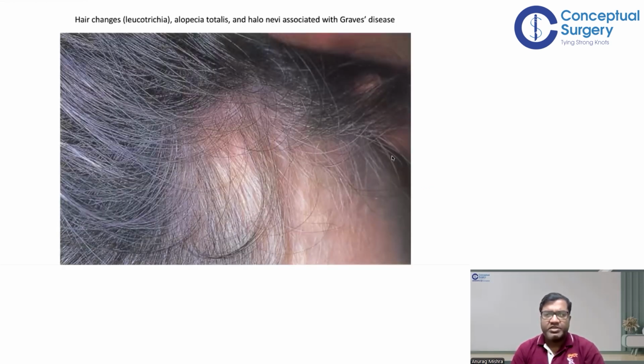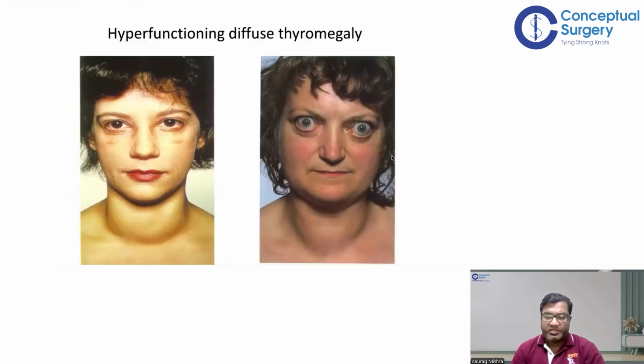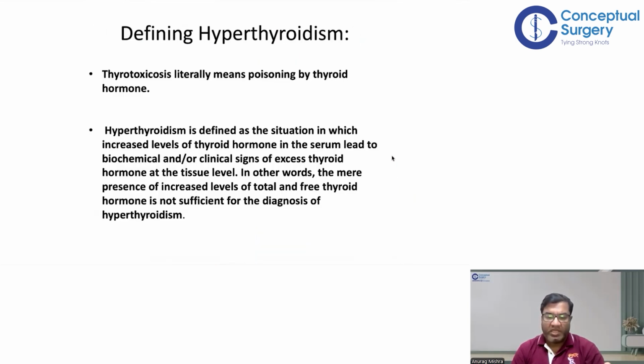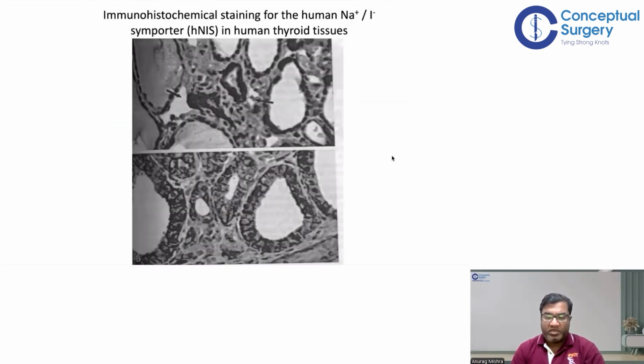Alopecia also happens, especially in Graves' disease patients. So you can see thyromegaly with gaping. You can see the eyes, and the look of it, with the thyroid swelling. Very typical case of Graves' disease here. Now we're not going into that here.